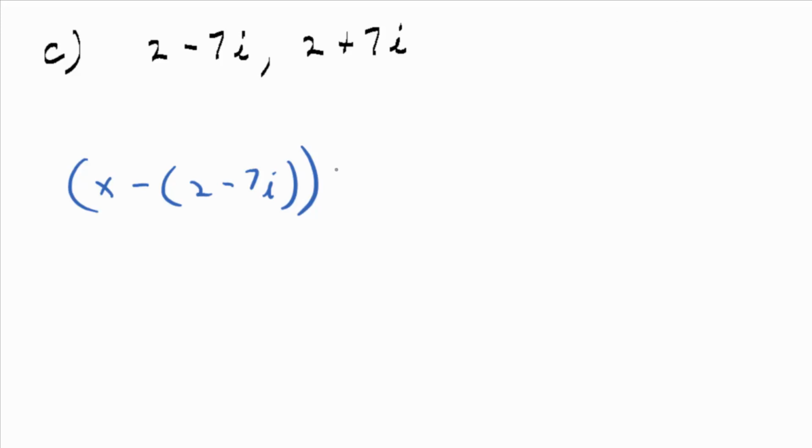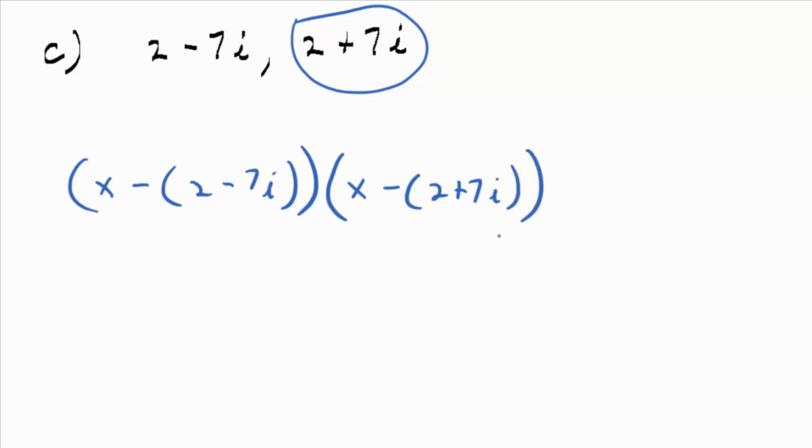And then same thing for the factor associated with 2 plus 7i. I'm going to take x and subtract it off, 2 plus 7i, as an entire quantity. So put it in parentheses, equals 0. It really is the same method, it just looks uglier. Okay, now I'm going to FOIL things out. And I'm not going to simplify, I'm just going to write down the multiplication.